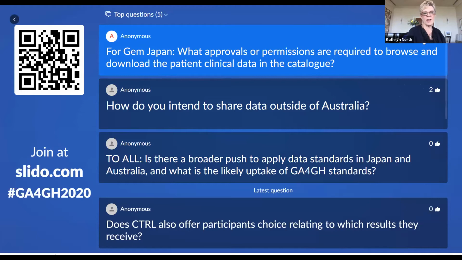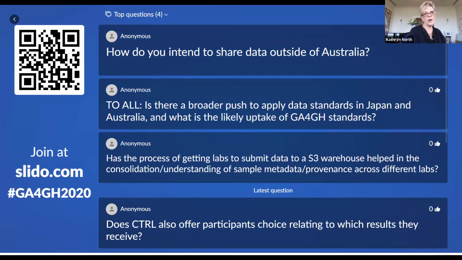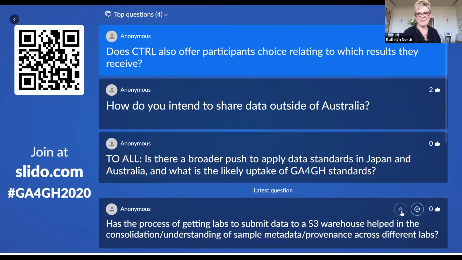A related question around consent to you, Tiffany. Does Control also offer participants choice relating to which results they receive? Yes, the initial rollout of Control did have questions regarding the results that they're likely to receive on the basis of additional findings, for example, incidental findings. But this has also been informed by our current work looking at standard practices around incidental findings associated with research outcomes. And we're likely to update that work to reflect the policies we're implementing now in Australian Genomics along those lines. Great, thanks, Tiff.